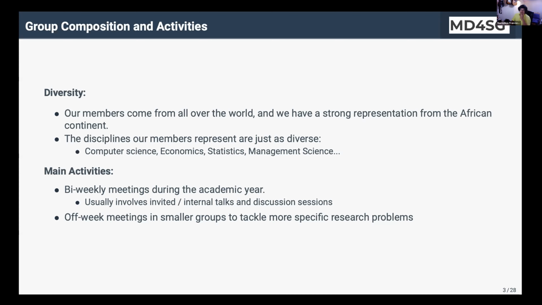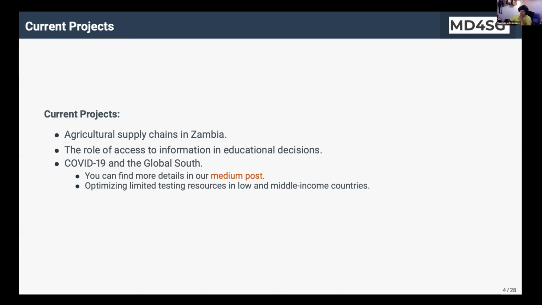And I'll mention just some of the main activities that we partake in as a working group. As with most working groups, we meet usually on a bi-weekly basis throughout the academic year, and to foster this work we have invited talks or just internal conversations about some of the work that we're pushing forward as a group. And on the off weeks to these bi-weekly meetings, we really push for smaller projects that are specific research outputs of the development working group.